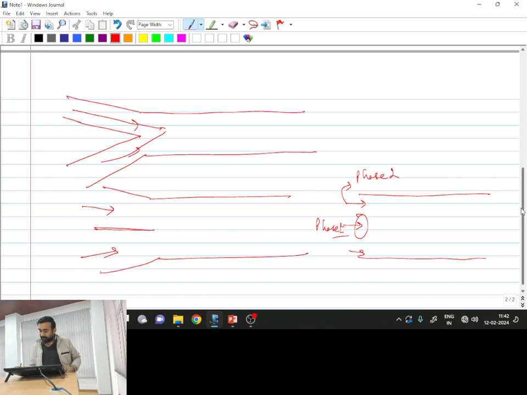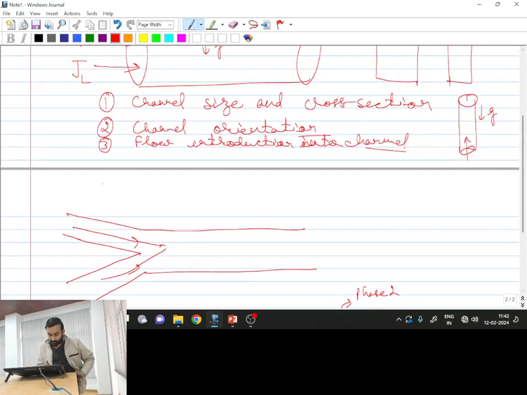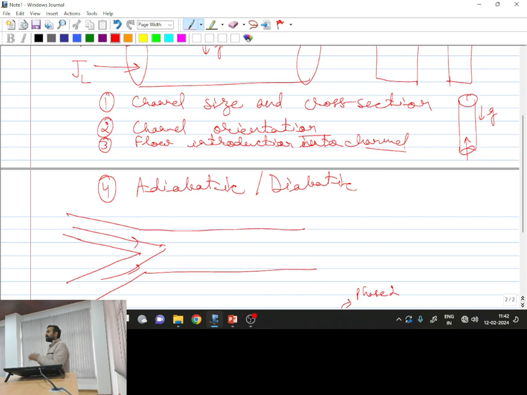Okay. Then the fourth important point is whether we have an adiabatic process or we have a diabatic process. So in case of an adiabatic process, of course, there will not be any heat transfer between the phases. So once we don't have any heat transfer, in that case, we will find that all the fluid properties will remain constant along the entire length of the channel.